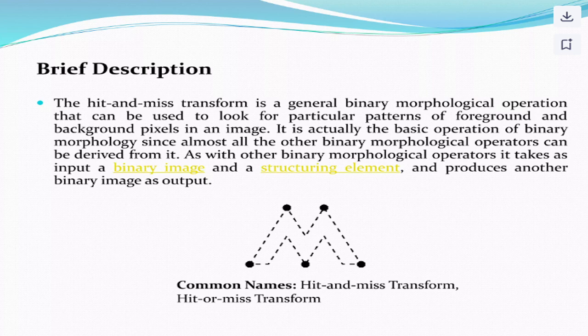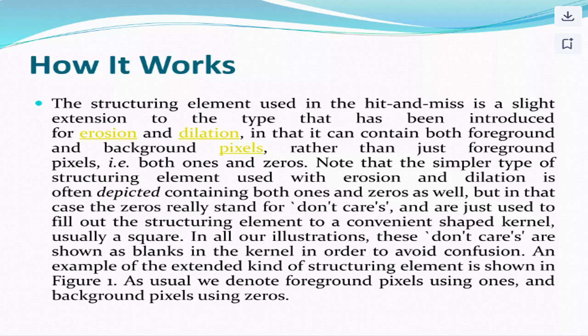So think of it as a search and match tool. It scans an image pixel by pixel to find the areas that match a predefined template. This operation is particularly useful for detecting patterns like corners, edges, endpoints, or even isolated points. So next is how does it work. Now let's dive deeper into how the hit and miss transformation works.